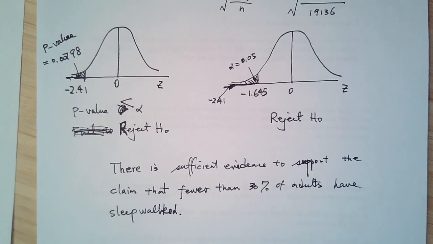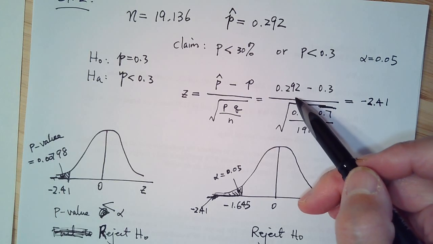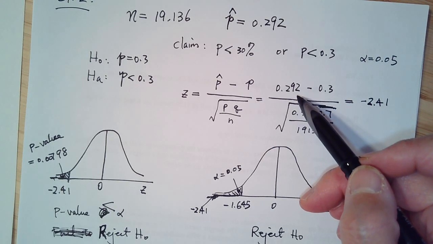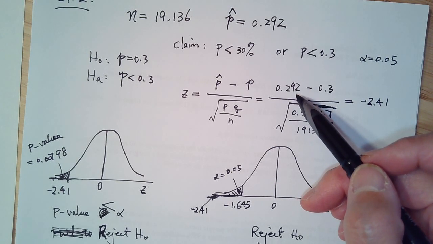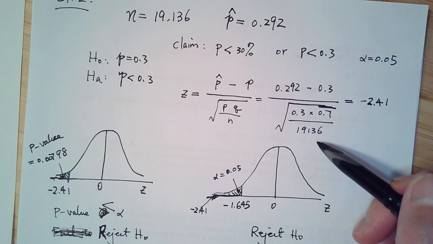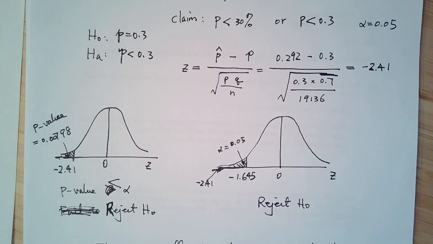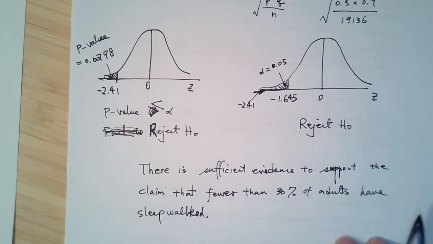Your answer is to support the claim. Say, yes, it is less than 30%. Even see the sample proportion is 29.2. It's just slightly less than 30%. However, because the sample size is huge, that is very significant, less than 30%. That's what we want to see.